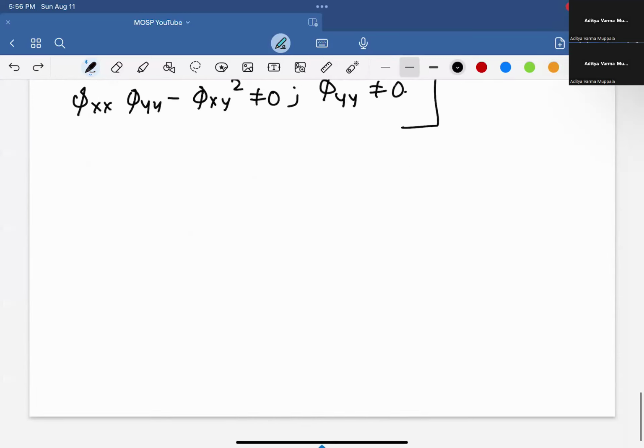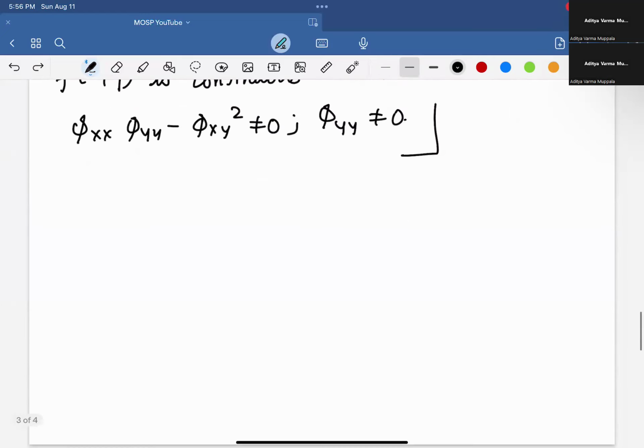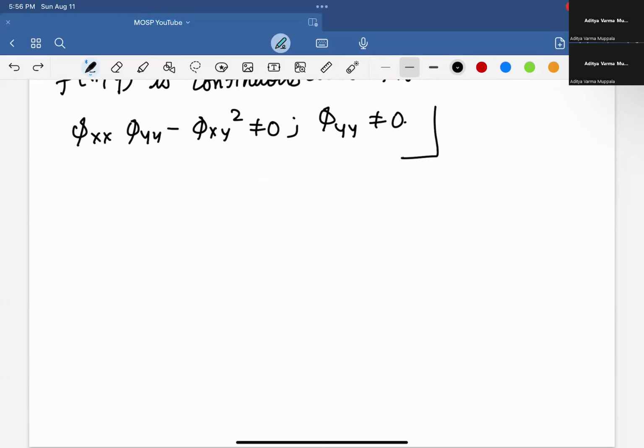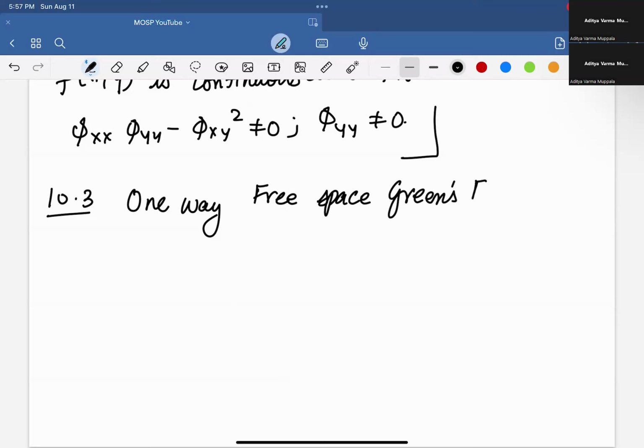These are standard examples that show up very often in electromagnetism, for example in Green's functions and scattering problems and imaging even, as we've seen. Okay, so let's take the first example, 10.3, the one-way free space Green's function. And we want to find the Fourier transform of this.